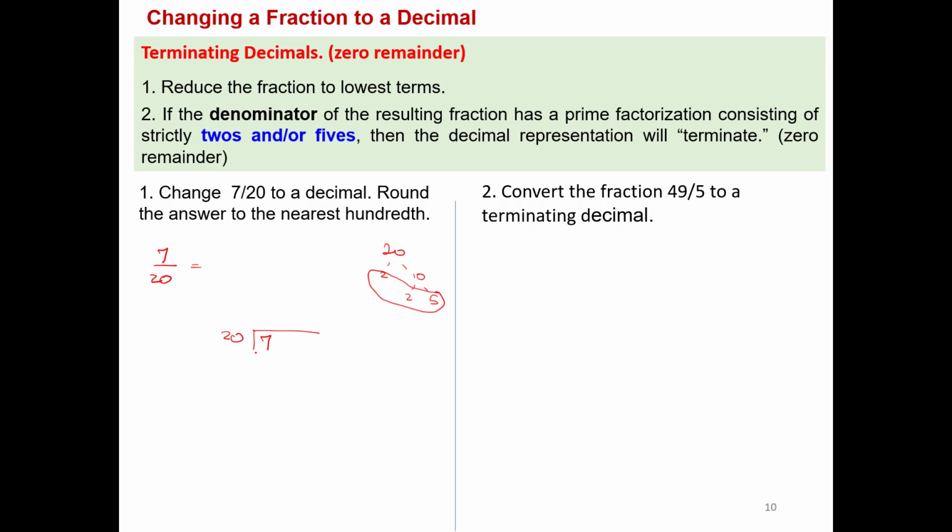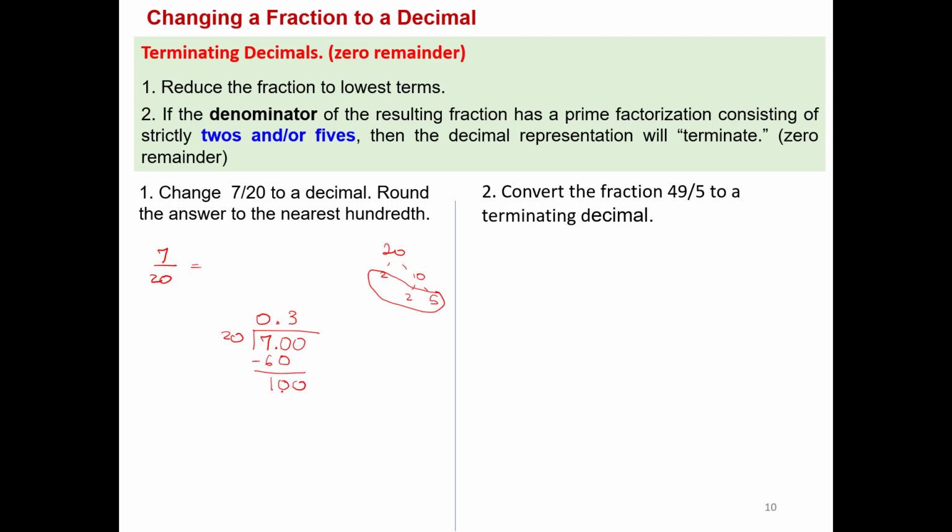How many 20s are in 7? 0. And the decimal point is here. We place the decimal point in the quotient also, after the 0. And now we divide as if they were whole numbers. How many 20s in 70? 3. 3 times 20 is 60. 70 minus 60 is 10. Add a 0.